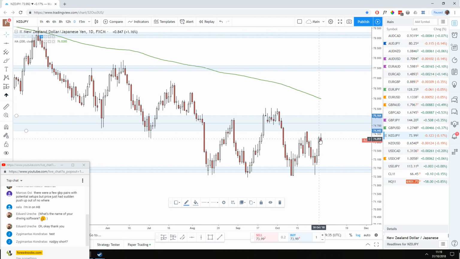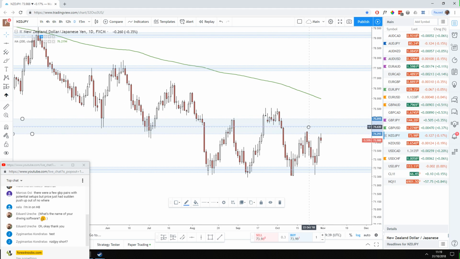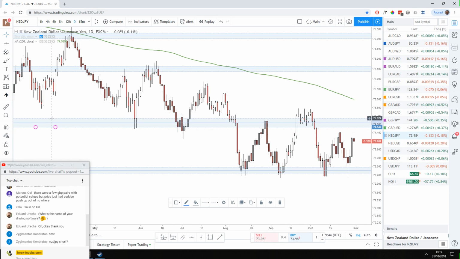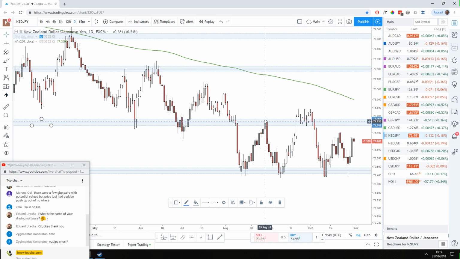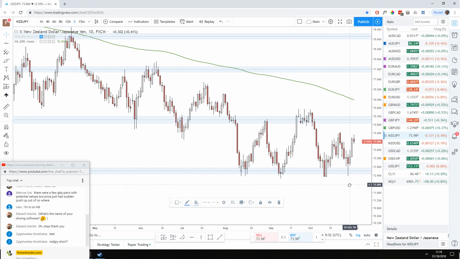But that is very low in the area down here. It's very low in the area. I'm not too bothered with a normal time frame short here. Yeah, I'm not too interested in that.